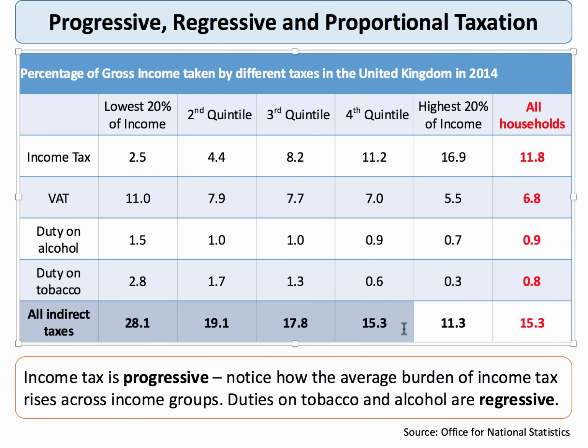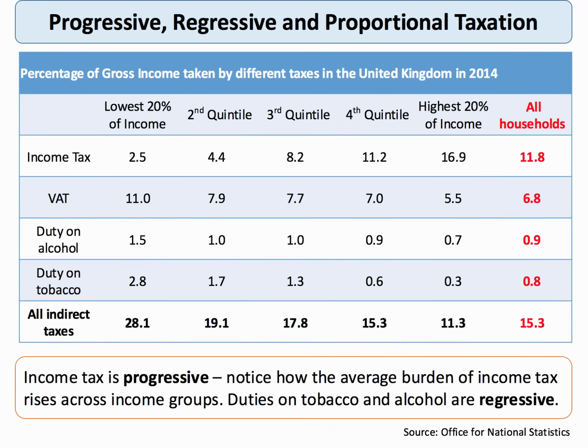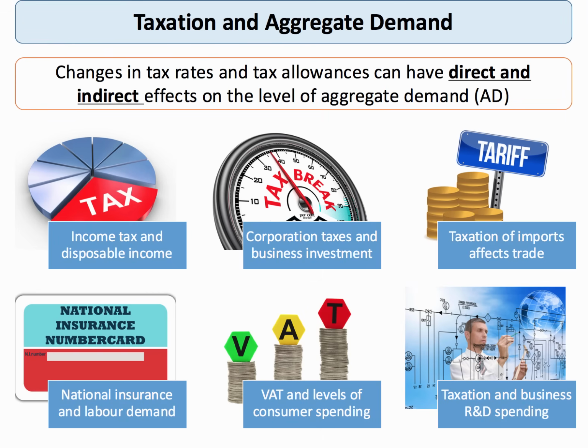Overall, taking indirect taxes as a whole, they are regressive. The poorest 20% of households in the UK pay nearly 30% of their gross income in indirect taxes, compared to just 11% of the richest 20%. Although, of course, the richest 20% will be paying more in income tax and also in national insurance, for example. So overall, the tax system is probably progressive, but not as progressive as it might be.